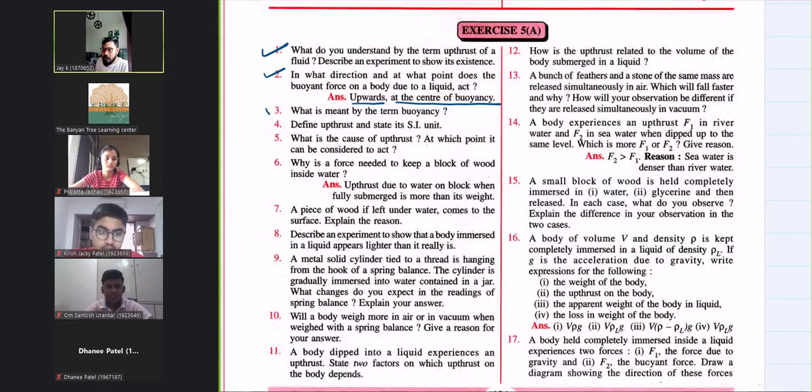What is meant by the term buoyancy? Again, this question has been answered in the second paragraph itself. Buoyancy is the tendency of any body to exert upward force.